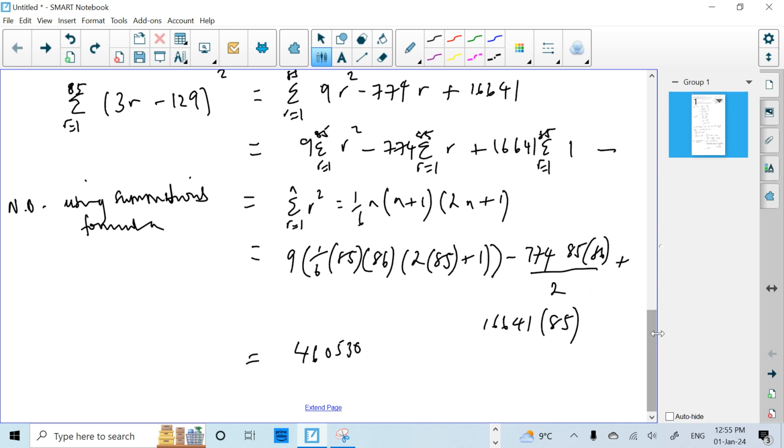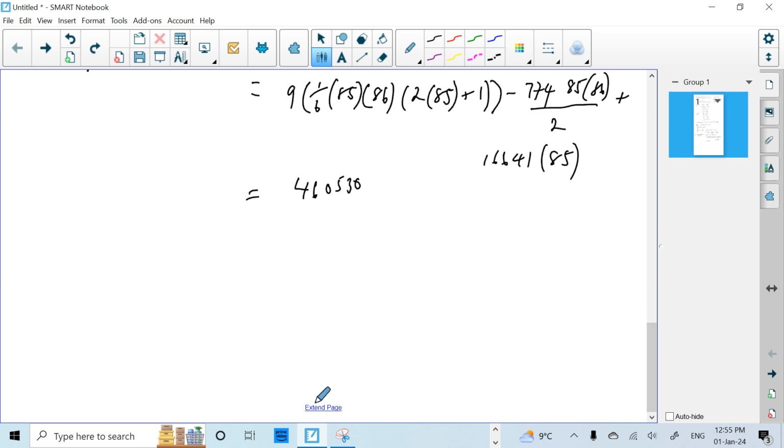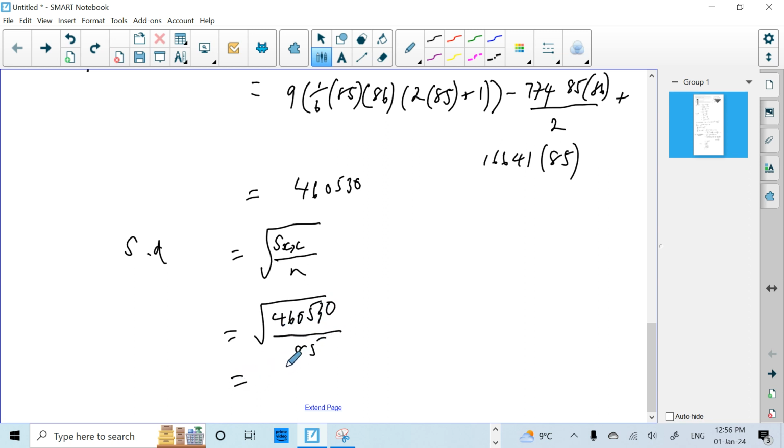Now, you've got to find the standard deviation. It's asking you to 1 dp. So the standard deviation is equal to, and we're going to use this because we found SXX to be 460530, and we're going to divide by n, which is 85. So that's the square root of 460530 divided by 85. That will give you, to 1 dp, 73.6. And there's your 9 marks.